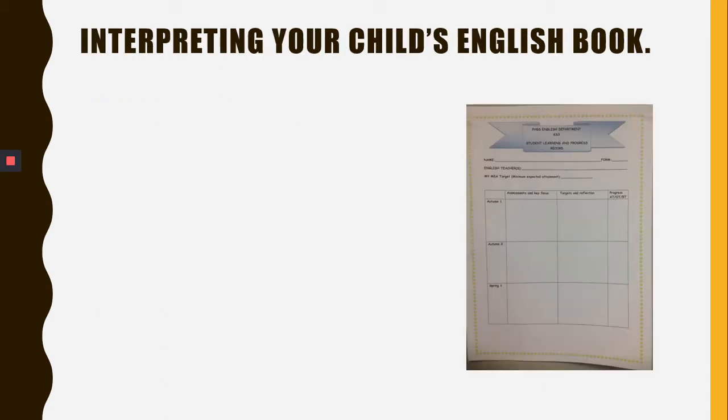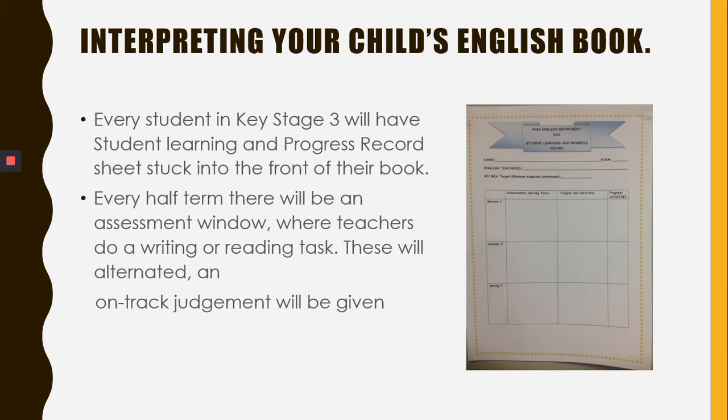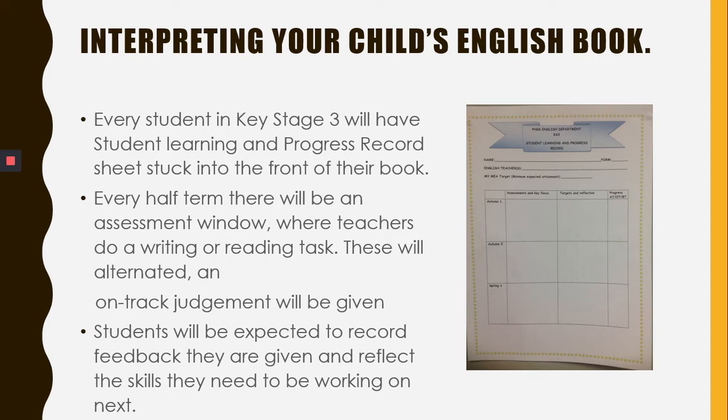The first area to look at is interpreting your child's English book. Every student in Key Stage 3 will have a student learning and progress record. It will be in the front of their book or in the back of their book. On this record we will record a writing or a reading task, which we will alternate on a half-term basis. A non-track judgment will be given depending on what the student's MEA is, which I'm sure during this evening you're going to have explained to you in more detail.